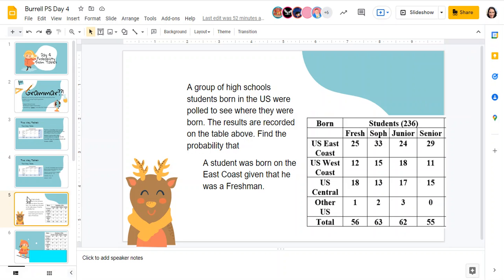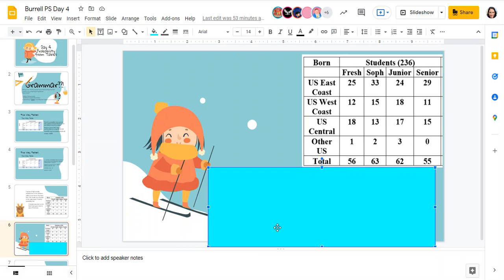All right. A group of high school students born in the U.S. were polled to see where they were born. The results are recorded on the table. Find the probability a person was born on the East Coast given that he was a freshman. So our columns are freshman, sophomore, junior, and senior. Our rows are East Coast, West Coast, Central, and other U.S. So we're only concerned with the freshman because it says given that he was a freshman. So we're using the freshman column that has a total of 56, and the number that were born on the East Coast is 25.